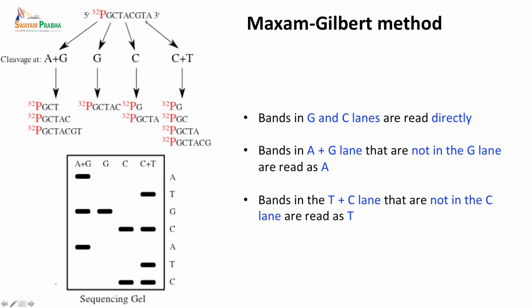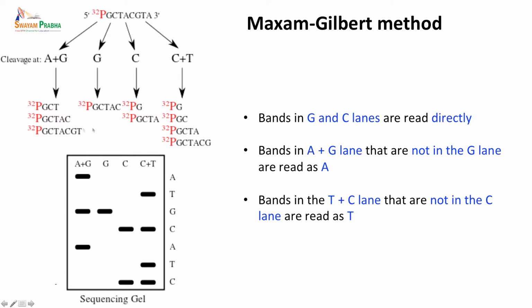Of course, you also get this product, but that is not labeled, so you cannot see that on the gel. So I'm just talking about those fragments which will be labeled. And after C and T, so again you get this product after this C, then after T, then this will be another fragment. Again after this, one more fragment, and again after T, so one more fragment here.